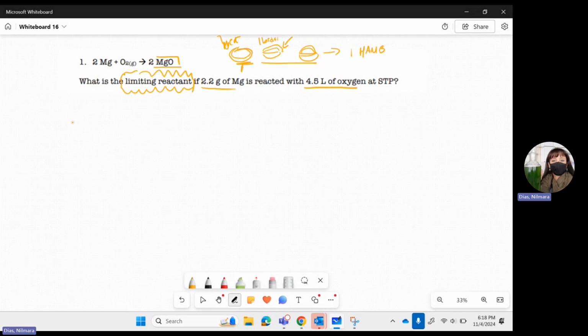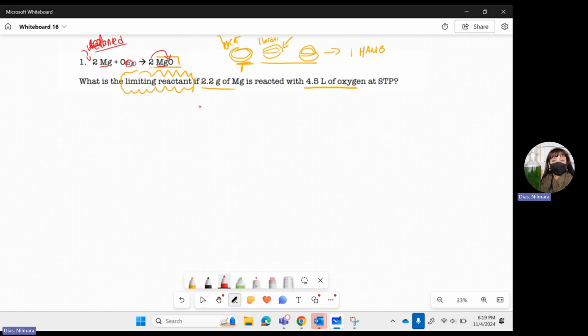So the first thing is to check if the reaction is well balanced, right? If it's well balanced, we're going to have the same quantity of each element on both sides. So I have two magnesium, and 2 times 1 is 2 oxygens, and I have 2 oxygens on this side. So it's well balanced, right? So now let's work with what I have.